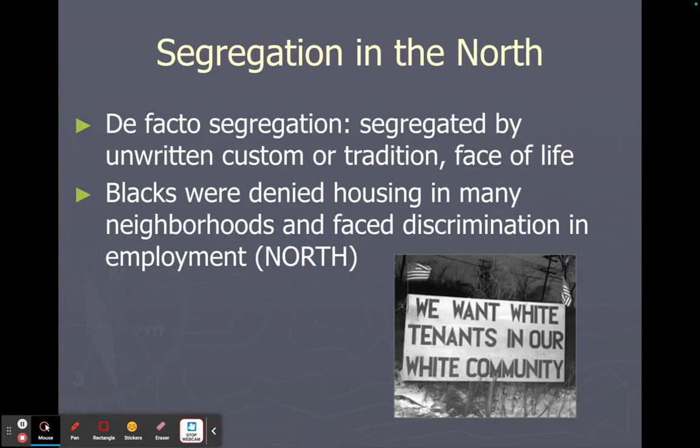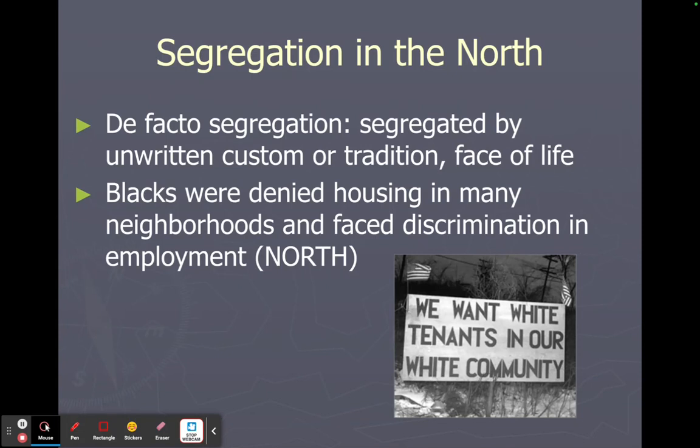But there was also segregation in the North as well. This was called de facto segregation, meaning that it's segregated by choice, that it's a tradition and a way of life. It's not necessarily a law that says things are segregated, but you can see this when you look at cities, right? Oh, don't go into that neighborhood. White people don't go to that neighborhood at night. That's de facto segregation. That segregation happens by unwritten custom or tradition.